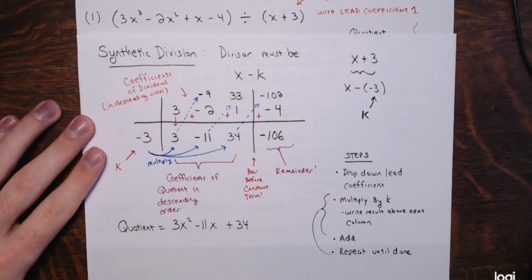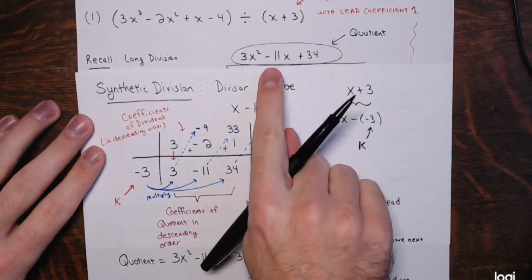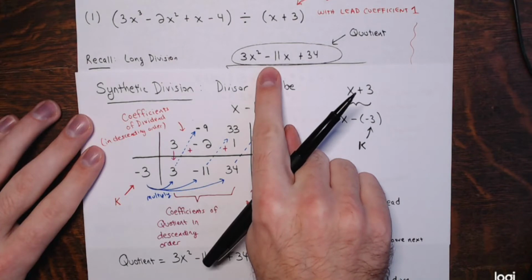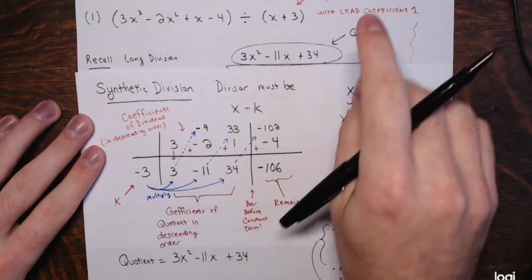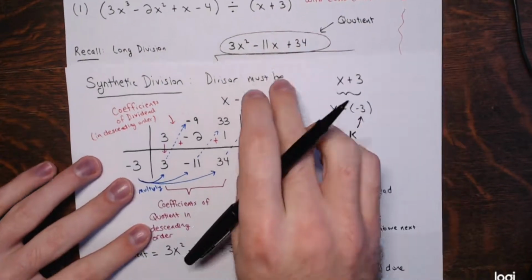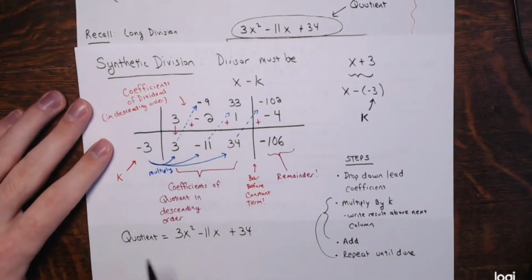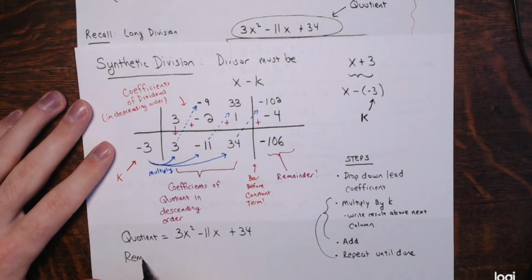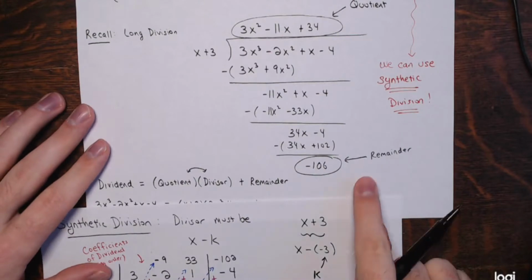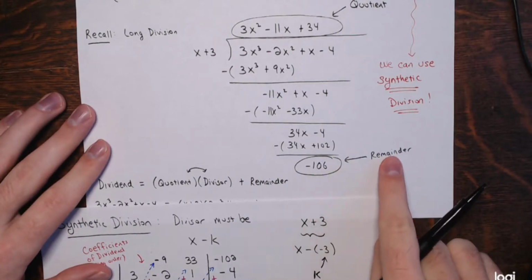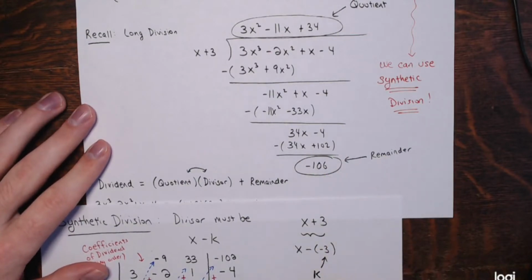Well, hey, wait a minute. Remember when I did long division? 3x squared minus 11x plus 34. When I did long division, that's exactly the same quotient I got. And the remainder, looking after the bar, was negative 106. Which, hey, look back when I did long division, exactly the same thing. Negative 106.